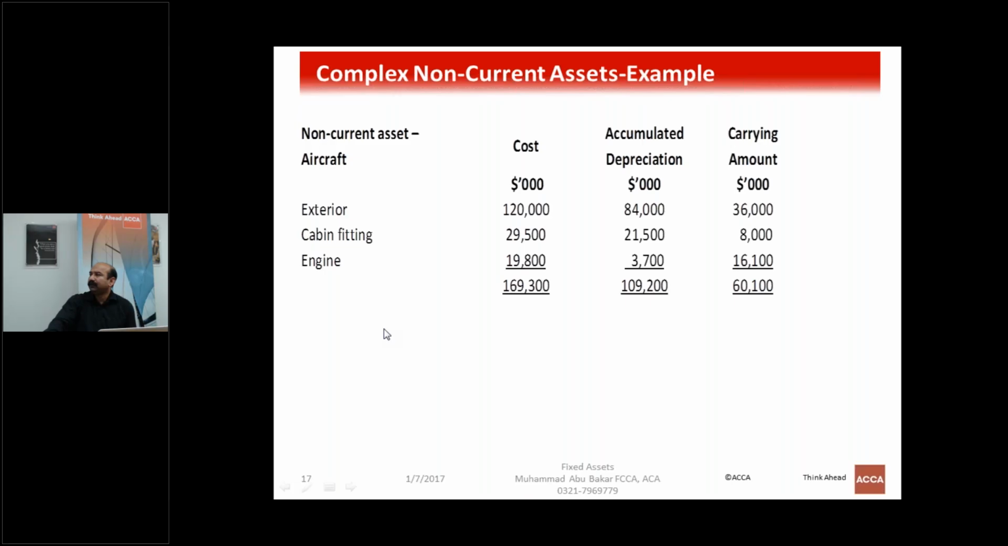Here is an example of a complex asset, an aircraft, where you can see that the total cost of this aircraft is 169.3 million. This aircraft has been segregated into its major components like exterior, cabin fitting, and engine, and these will be depreciated separately. Exterior is depreciated separately, cabin fitting is depreciated separately, and likewise the engine is depreciated separately.